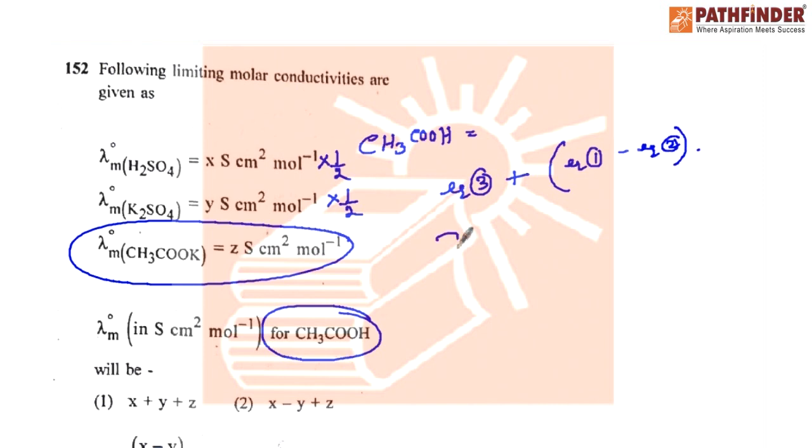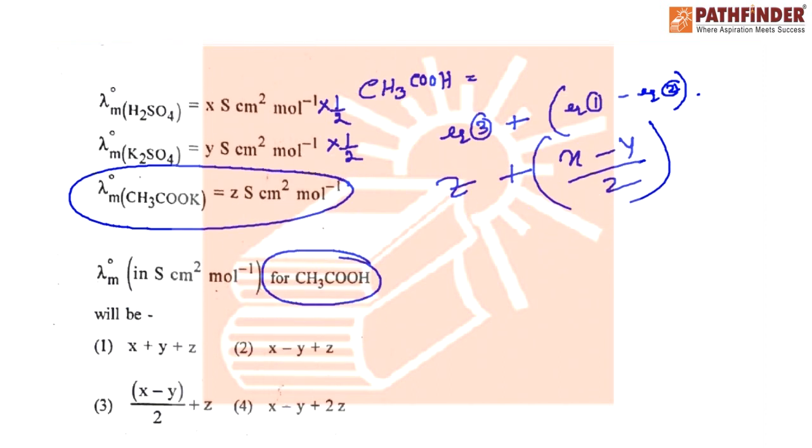That means ultimately it will be Z plus, because it is multiplied by half, so automatically all the things will get cancelled, and ultimately it will be x by 2 and y by 2, so it will be x minus y by 2. So Z plus x minus y by 2 will be the answer. So the answer will be option number 3. Okay, let's move on to the next question.